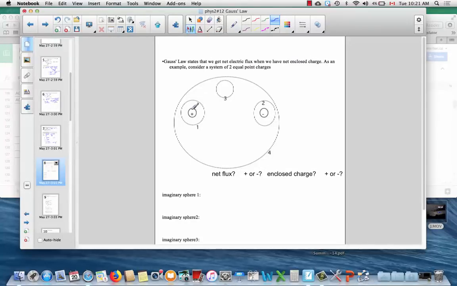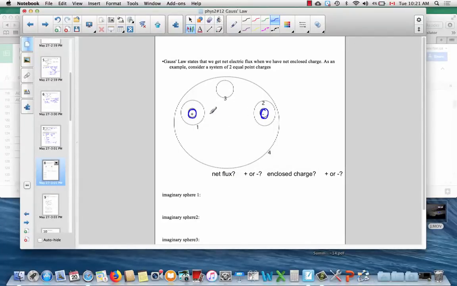As an example, let's consider two charges. So here's a positive charge. Here, maybe I'll circle it like that. So that's a real charge. And here's a negative real charge. And everything else is just imaginary. Those are the only two real things in this problem.